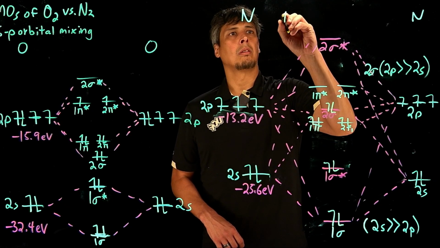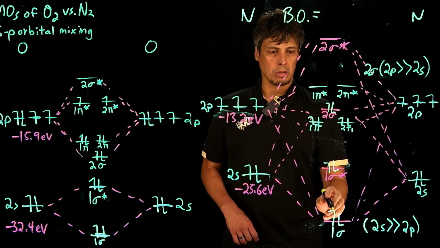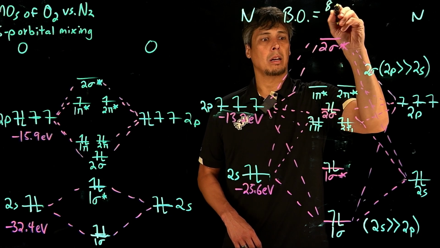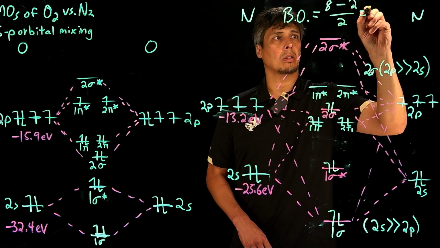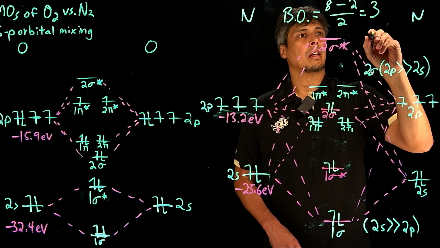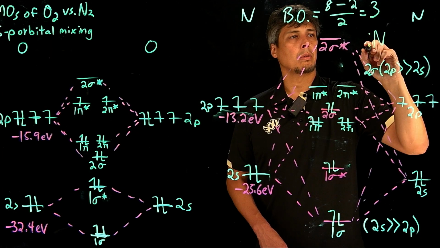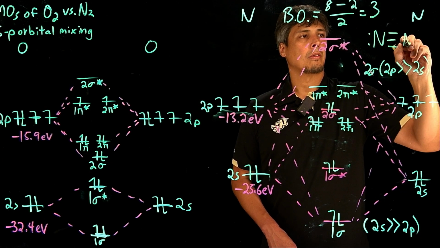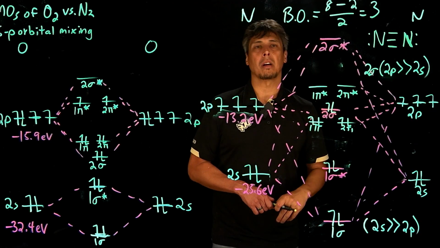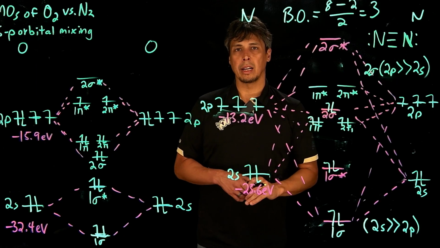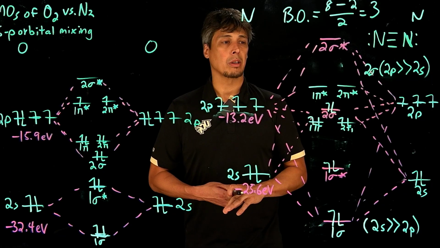Our bond order, we can determine by the number of bonding electrons, so 2, 4, 6, 8, minus the number of antibonding electrons, 2, divided by 2, which is equal to 3. That's consistent with a triple bond between dinitrogen, and that's what we expect. For instance, when we draw a Lewis dot structure of dinitrogen, we also expect a triple bond. So the molecular orbital still indicates that we have this triple bond for dinitrogen.